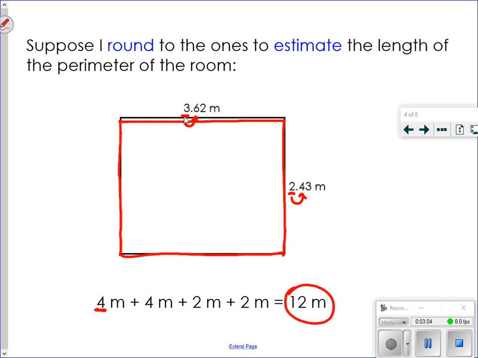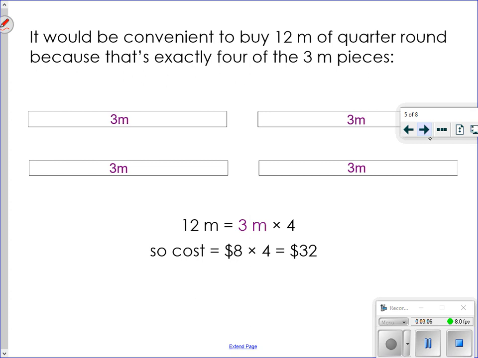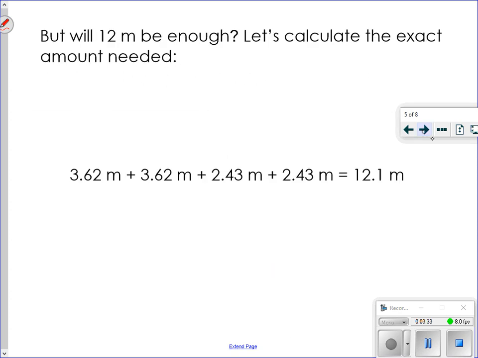Well, that should work out quite well then, because our boards come in 3-meter lengths, and so it would take 4 of those to make 12 meters altogether. Okay, so I can do a quick calculation in my head. If each 3-meter length costs $8 and I need 4 of them, that would cost me about $32 to put this quarter round around the perimeter of my room. But will 12 meters be enough?